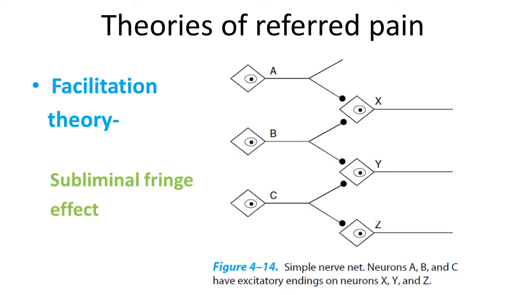To understand facilitation theory, you need to learn about the subliminal fringe effect. Suppose this is a picture of a hypothetical nerve network, A, B, C nerves and X, Y, Z nerves. Now, neurons A and B converge on X and neuron B diverges on X and Y. Stimulus applied to A or B will set up an excitatory postsynaptic potential, or EPSP, in X.